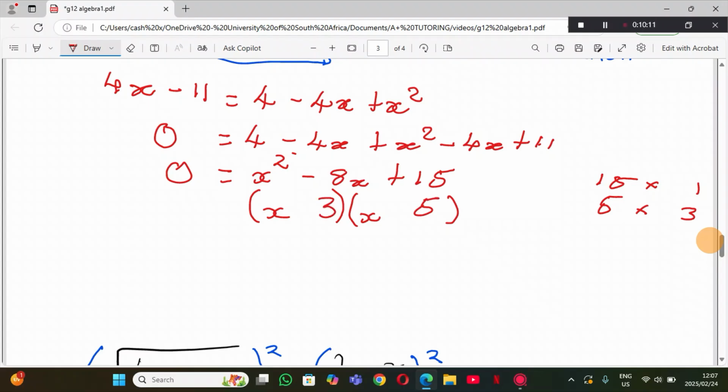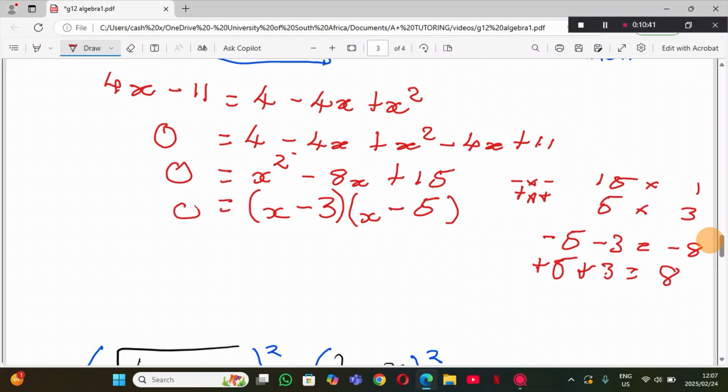5 and 3. Now because the last number is positive and this middle number is negative, only minus 5 and minus 3 can give us minus 8. Because a positive number can be a negative number times a negative number, right? Or a positive number times a positive number. So if we were to have plus 5 plus 3, this gives us 8, yes, but positive 8, and here we have negative 8. So we're going to go with the negatives, meaning we have minus and minus.